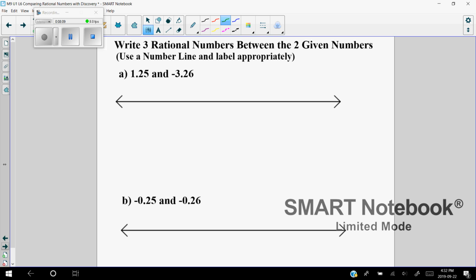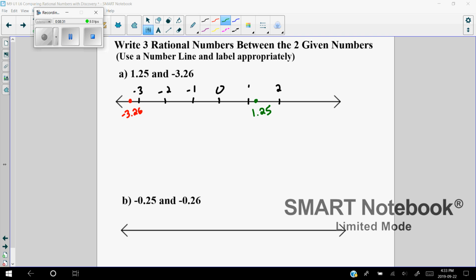All right, next one, write 3 rational numbers between the 2 given numbers. Use a number line and label appropriately. So I'm going to give you a couple minutes to try this one on your own. Make sure you're writing the questions down. And then when you're finished, you can unpause the video and go through your answers together as a class.